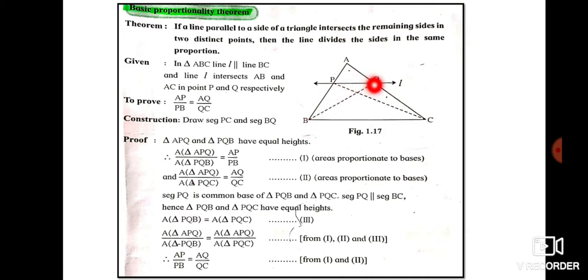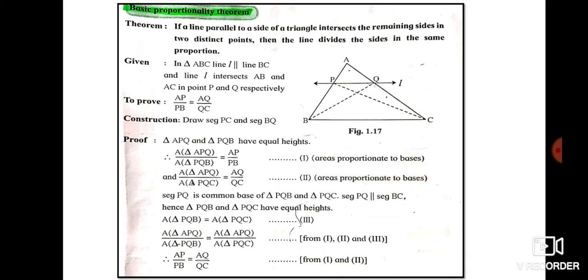And the vertex Q of APQ and the vertex Q of BPQ is the same point. So we say that they have a common height. As learned before in 1.1, I said A1 upon A2 is equal to B1 upon B2 if they have a common height. So we are using the same concept over here, and we are saying the ratio of area of triangle APQ upon area of triangle PQB is equal to AP upon PB. The reason: areas are proportional to base. Call this equation 1.